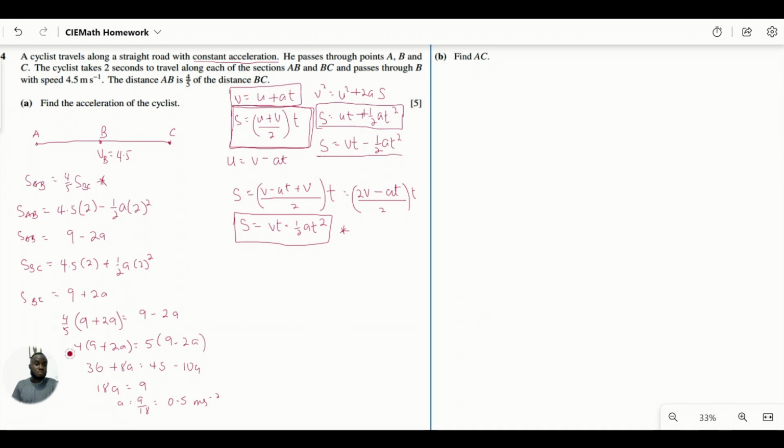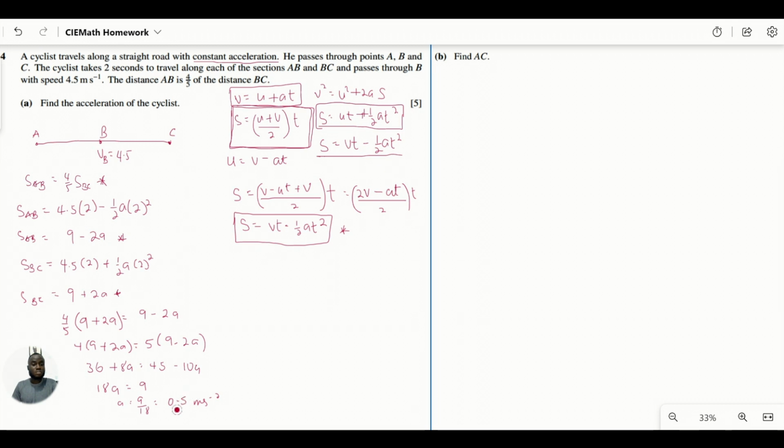So using the statement SAB, so SAB being this, equals 4/5 times SBC, we wrote this linear equation involving just A and solved that for the value of A, which is 0.5 meters per second squared. Now let's use this value of the acceleration to calculate the distance of AC. And of course, the distance AC is just the sum of the distance AB and the distance BC.